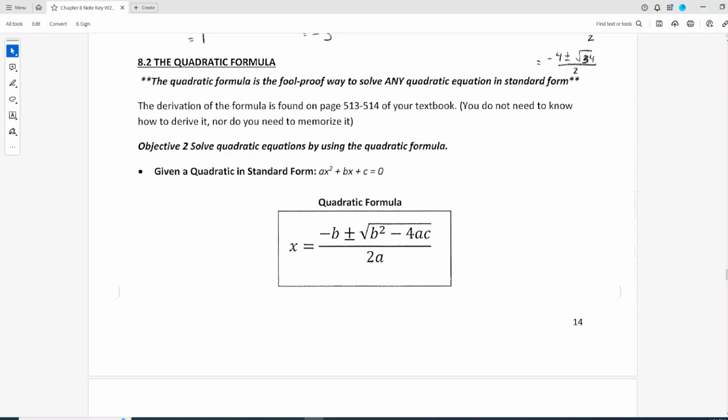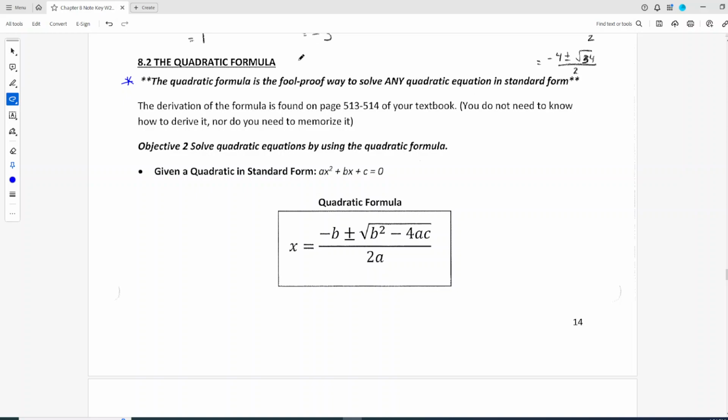Our fourth and final method for solving a quadratic equation is the quadratic formula. Now, the quadratic formula is actually a foolproof way to solve any quadratic equation in standard form. So people are like, well, why don't we just learn that? Well, two reasons. One, solving by factoring when you can do it, super quick. Solving using the square root method, super quick. Completing the square is the quadratic formula.